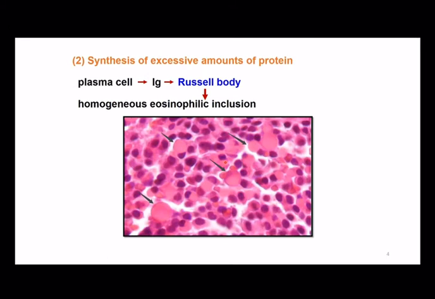The second one, excessive amounts of protein was synthesized. The plasma cells produce excessive immunoglobulin, which formed homogeneous eosinophilic inclusions in cytoplasm. There are those circles that black arrows point to. We call them Russell bodies, like this one, this one, this one.